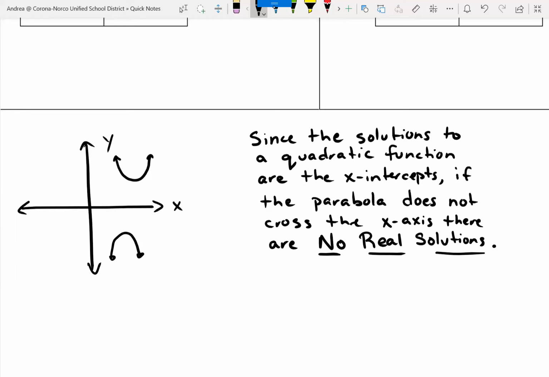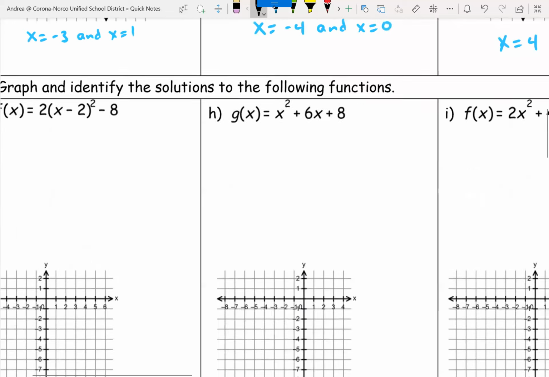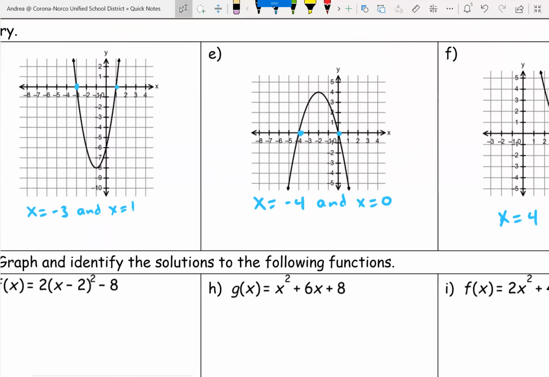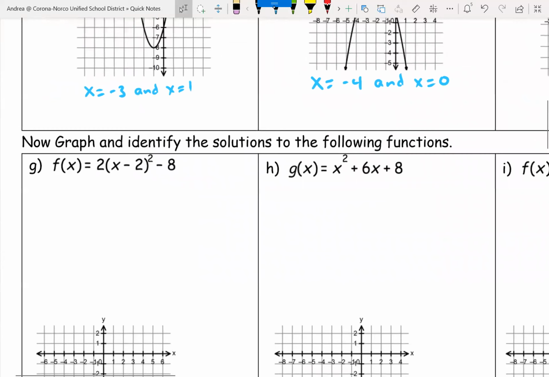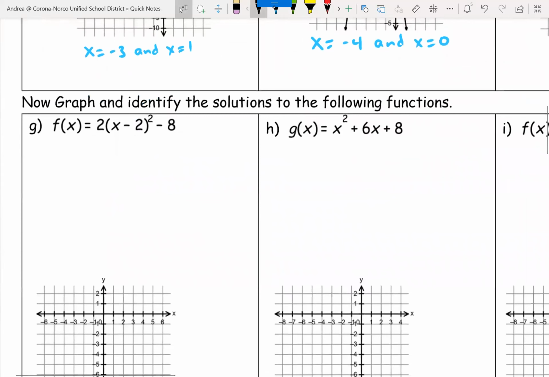We're all good? Okay, going back here. So now you're able to identify the roots, the solutions, when you get a graph. Now you're going to have to graph it. So some of the homework is going to graph and identify the solutions to the following functions. So we have to remember back to last chapter when we graphed.